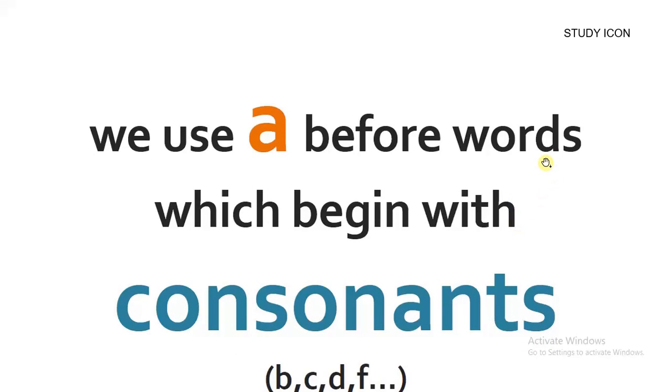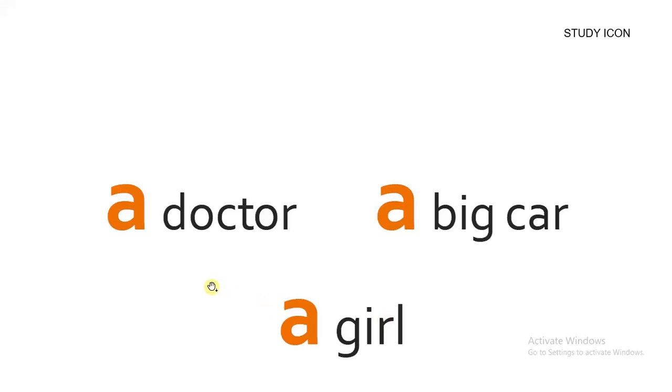First thing, we use a before words which begin with a consonant. Consonants like B, C, D, F, G, H. Most of the students know about the consonants. Like doctor, big car, girl. Here we will use a before doctor because this word starts with a consonant. B is a consonant, that's why we are using a here. G is a consonant, that's why we are using a here.